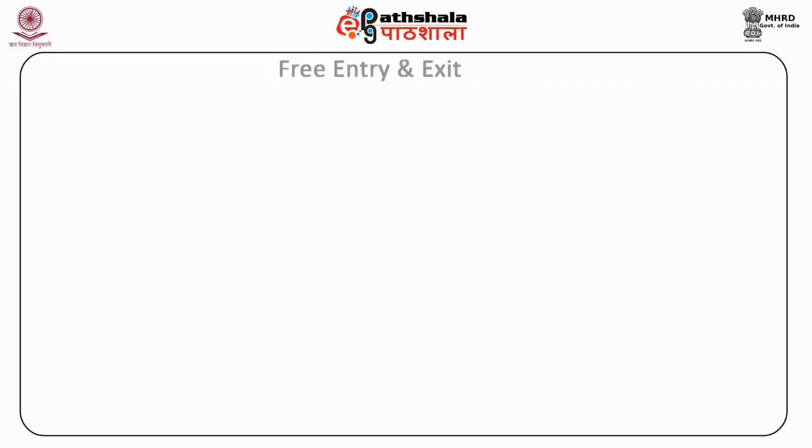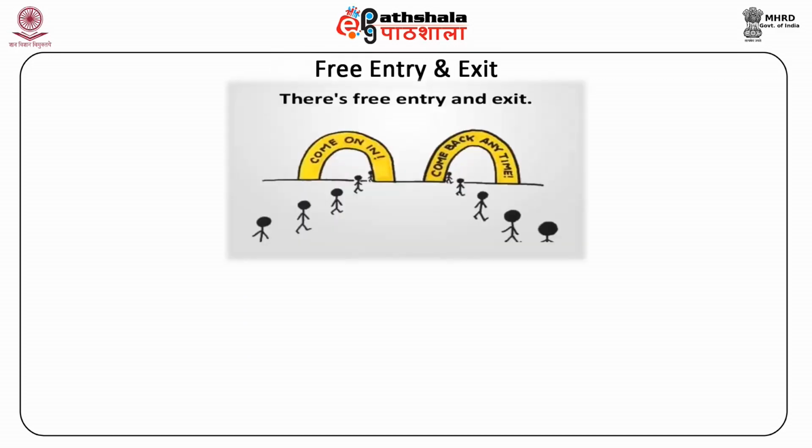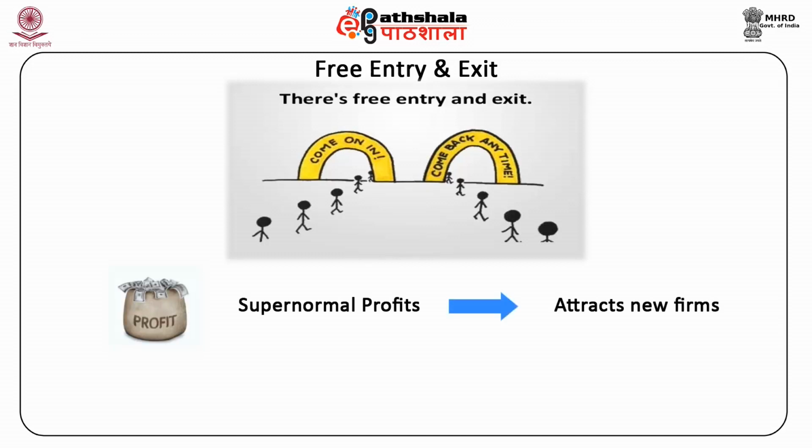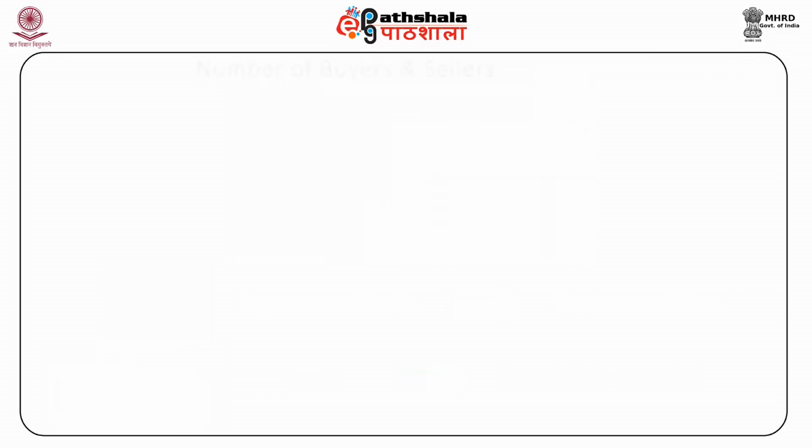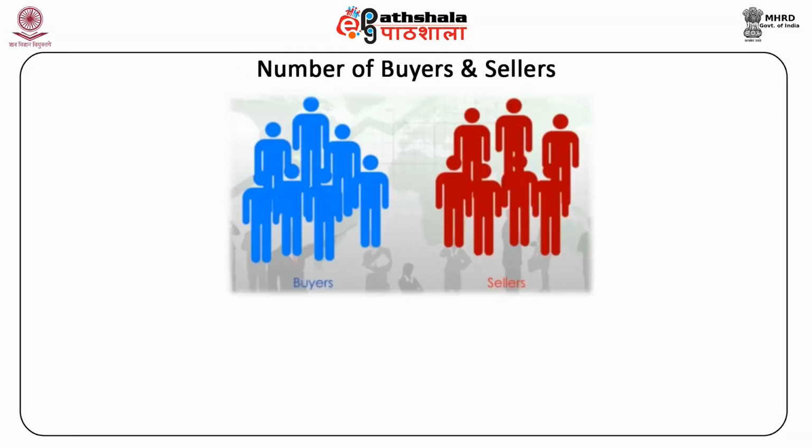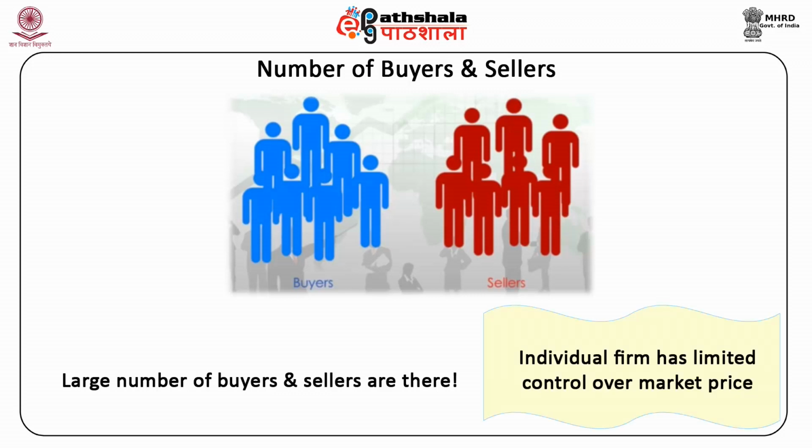The third feature is free entry and exit. There is freedom of entry and exit from the product group. Being attracted by supernormal profits earned by some firms, new firms will enter into the product group. Similarly, if existing firms are making losses, firms will quit the group. Moving on to the fourth feature, which is number of buyers and sellers. There are a large number of sellers who sell similar but non-identical products in the market. So, individual firm has limited control over market price. There are also a large number of buyers in the marketplace.